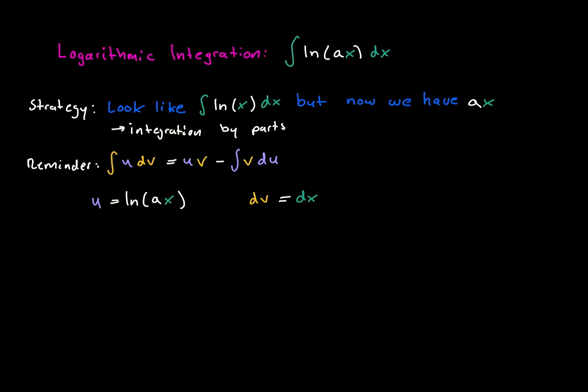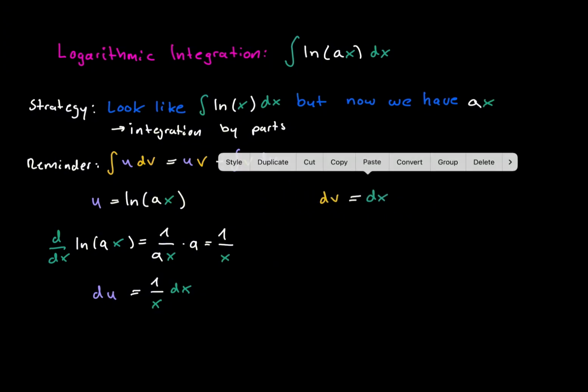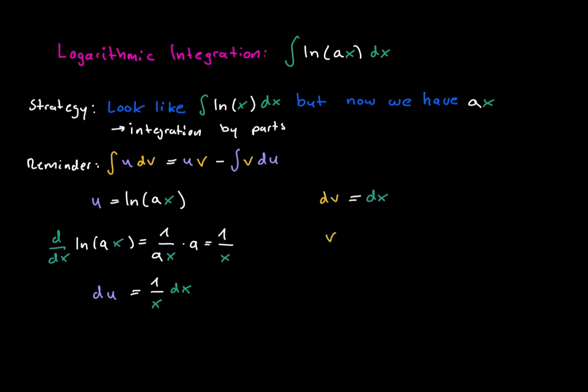Now, differentiate u. Using the chain rule, the derivative of natural log of ax is 1 over ax times a. The a cancels, so this becomes 1 over x. Therefore, du is 1 over x dx. Now, integrate dv. The integral of dx is x, so v equals x.